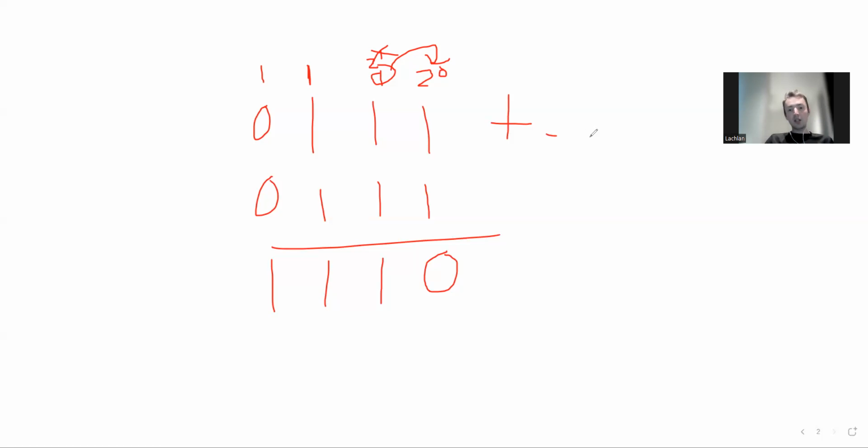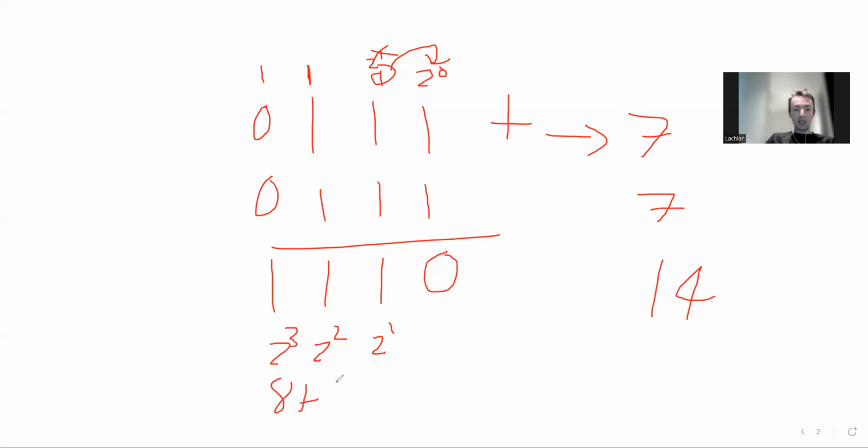Okay, so 1 1 1 plus 1 1 1 would be 1 1 1 0. So let's sanity check this. What is 1 1 1 in decimal? If you remember from the previous slide, it is 7. So it'd be 7 plus 7, which should be 14. So we sanity check this. So this would be 2 to the 1, 2 to the 2, 2 to the 3, which is 8, plus 4, plus 2, sorry, which is 14. So we're all good there.